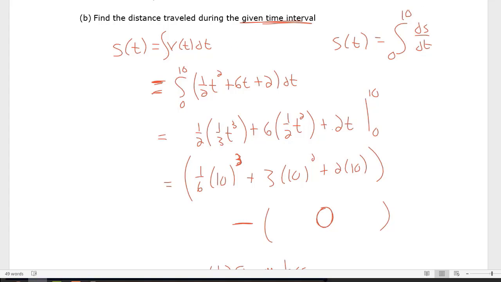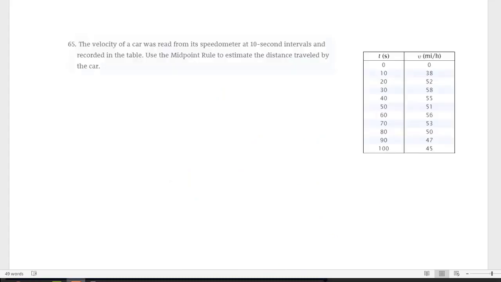We don't always have the equation. Sometimes we have just numerical data. Let's take a look at an example like that. I took this example out of Stewart's textbook. This is problem 65 in section 5.4, and this problem doesn't have an equation for the velocity. It just has a numerical table of data. The problem says the velocity of a car was read from its speedometer at 10-second intervals and recorded in the table. It says use the midpoint rule to estimate the distance traveled by the car.